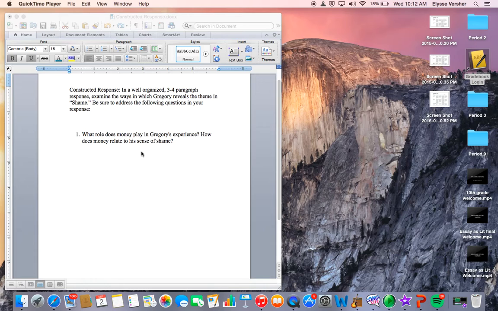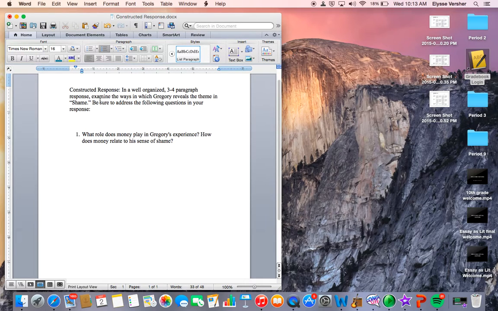The first thing you need to do in a constructive response is to read the instructions and then read the prompt. So the instructions: in a well-organized 3 to 4 paragraph response, examine the ways in which Gregory reveals the theme in shame. Be sure to address the following questions in your response.